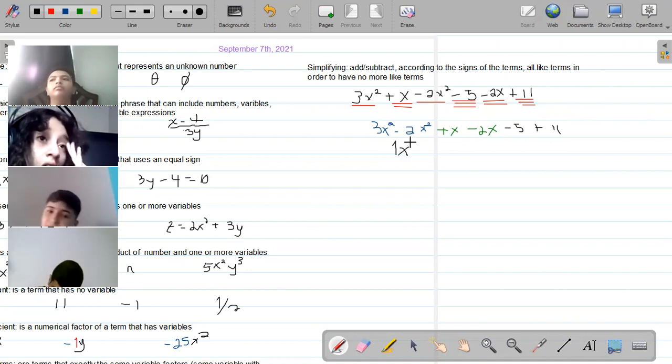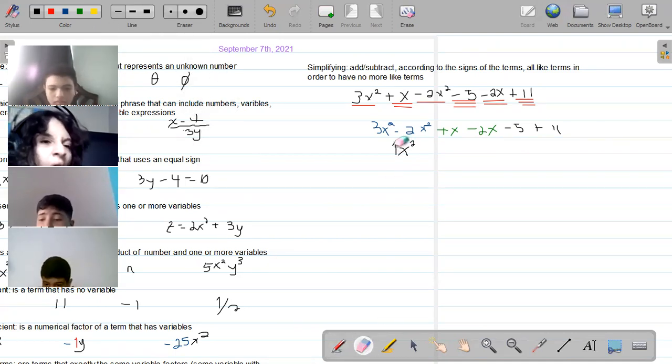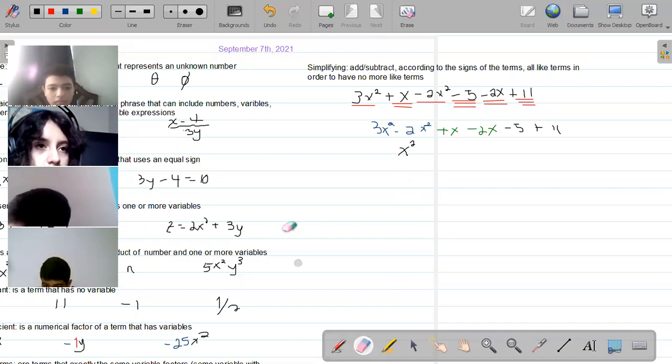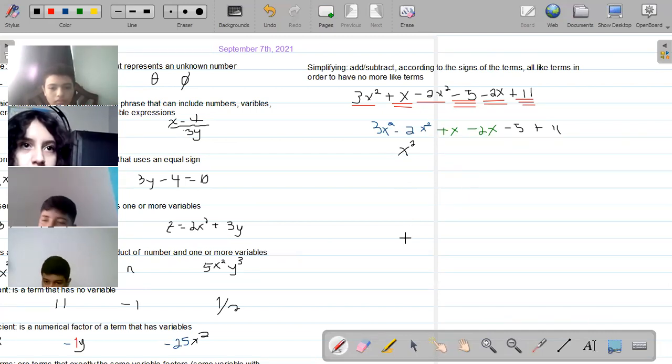1x squared. Now remember what I told you last school year. We do not need coefficients of 1. So I'm not writing that. I'm just saying x squared, okay? Because I'm not using that. Now, positive x minus 2x. Remember, there's an invisible one in here that I do not need to write. I'm just placing it right now so you can remember.